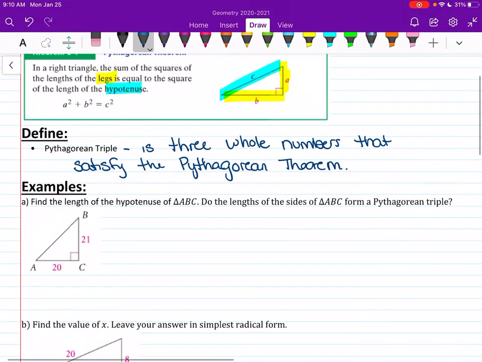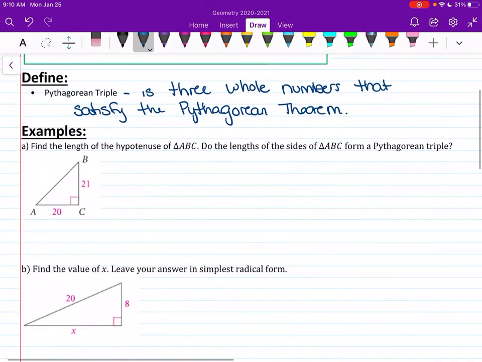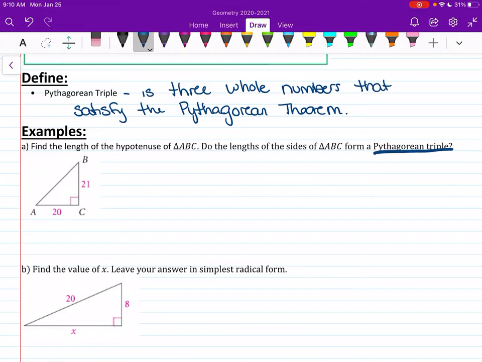Okay, so let's do some examples. So our first example is find the length of the hypotenuse of triangle ABC. Do the lengths of triangle ABC form a Pythagorean triple? So basically, I want to make sure all three are whole numbers. We have two legs that are whole numbers, 20 and 21, and so we want to see if that c squared is going to be a whole number.